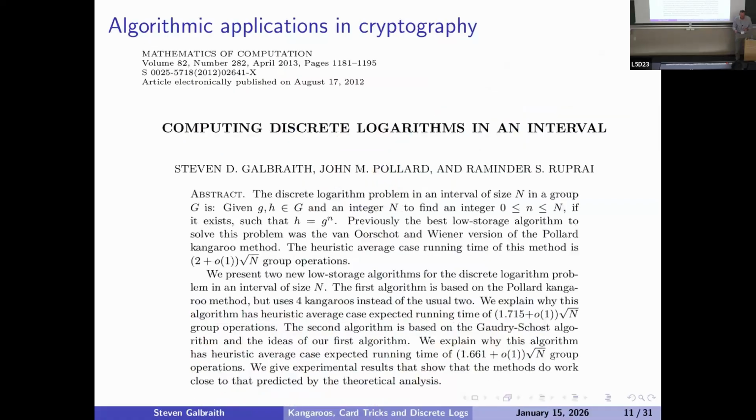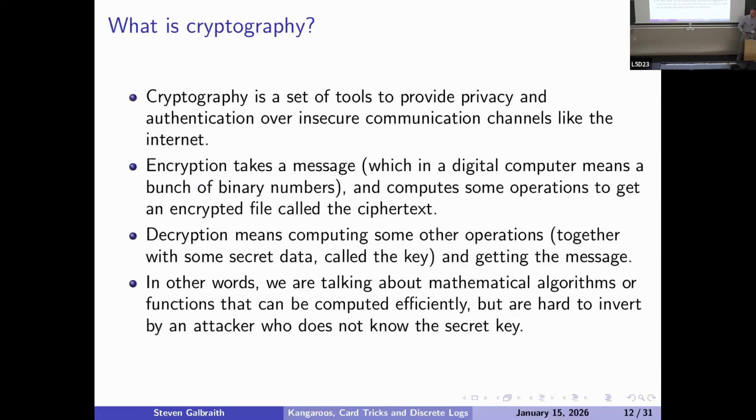Anyway, I was lucky enough to end up doing some collaboration with John and a student of mine at the time when I was at Royal Holloway. And this paper, I haven't told you the Kangaroo method yet, but it ties in with all this stuff. And we end up showing that 4 kangaroos is better than 2. But I'm getting ahead of myself because I need to tell you what kangaroos are.